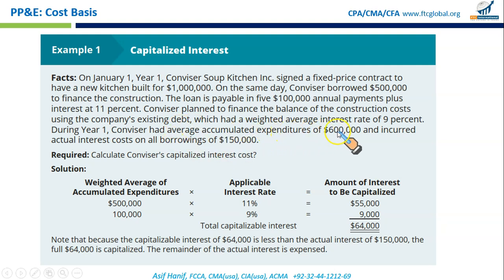Now, average accumulated expenditure is $600,000, of which $500,000 is from specific borrowing at the rate of 11%, and the remaining $100,000 at 9%. So that means the interest you can capitalize is 11% of $500,000 and 9% of $100,000. That is $64,000. Now the actual interest cost is $150,000, whereas the capitalizable interest is $64,000. Because the capitalizable interest of $64,000 is less than the actual interest of $150,000, the full $64,000 is capitalized, and the remainder, that is $150,000 less $64,000, is of course charged as an expense, interest expense in the income statement.